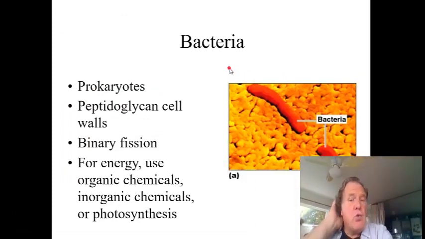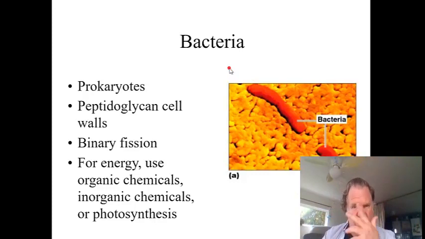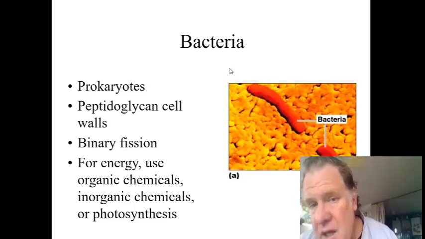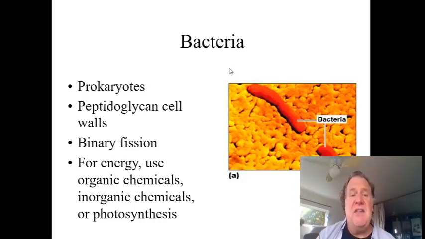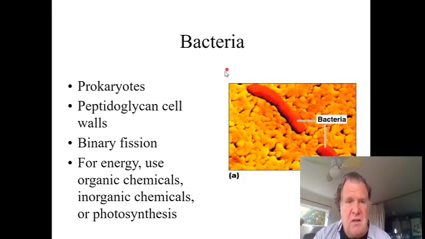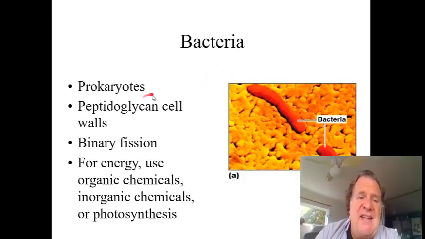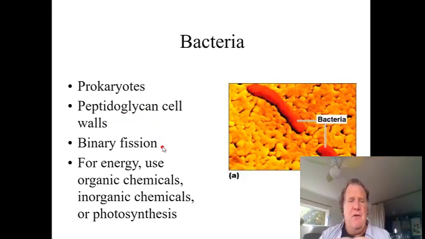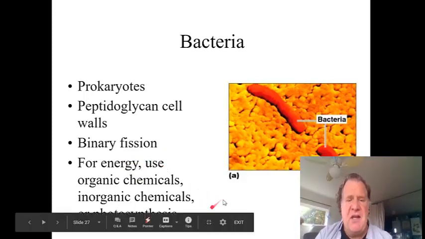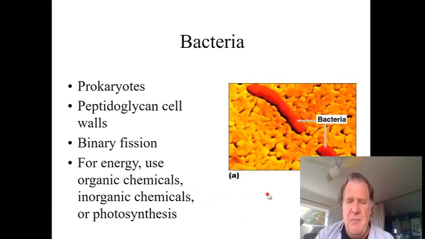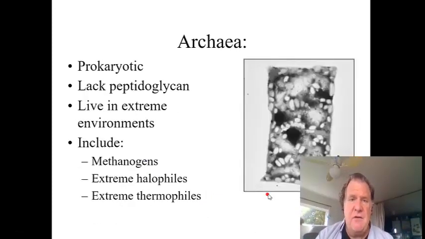I'm going to real quickly go through the different types of microorganisms. We're going to go over this again in a little bit more detail. Again, this is the introductory. Bacteria are prokaryotes. They have a cell wall that can consist of what we call peptidoglycan. They divide by binary fission. Basically, they get big and split in half into two microorganisms. For energy, they use organic chemicals, inorganic chemicals, and a number of other things like photosynthesis.